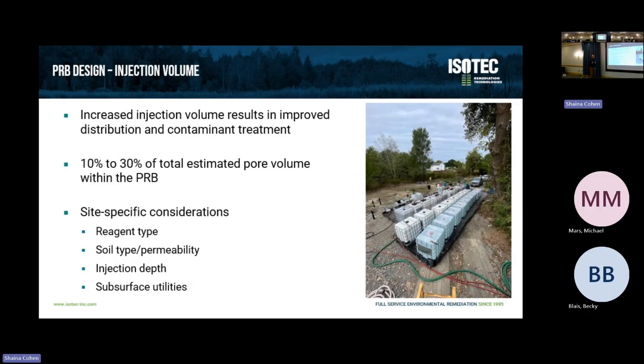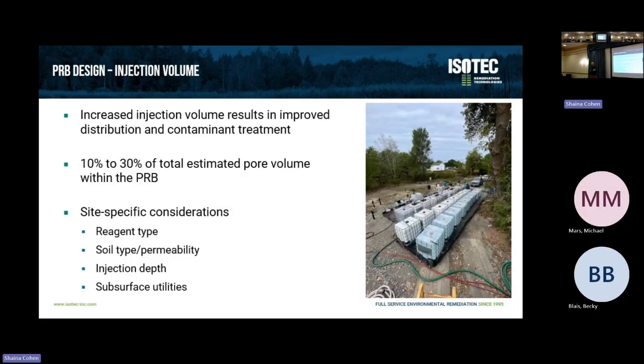And injection volume, if this is an injection PRB, is another really important parameter for injection programs. Whether it's in a grid or a PRB, increased injection volume results in improved duration and contaminant treatment. That's not debatable. It's one of those things where more reagent, more injection volume, may increase time in the field, it may increase costs, but it is going to increase effectiveness. That's the important part. General rule of thumb, 10 to 30% of the estimated core volume within a PRB.